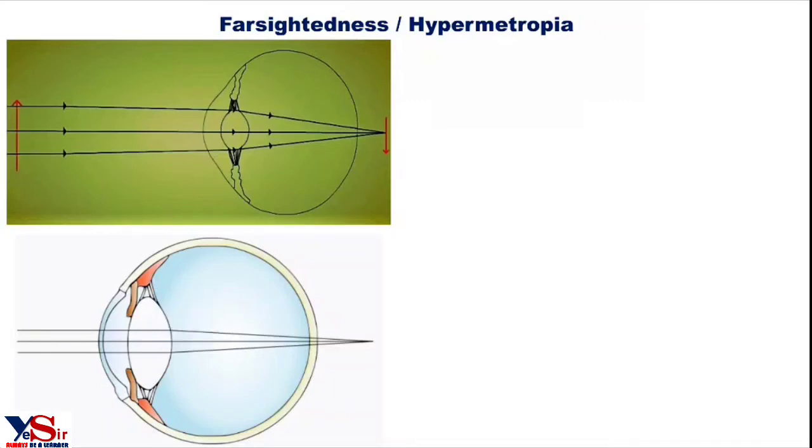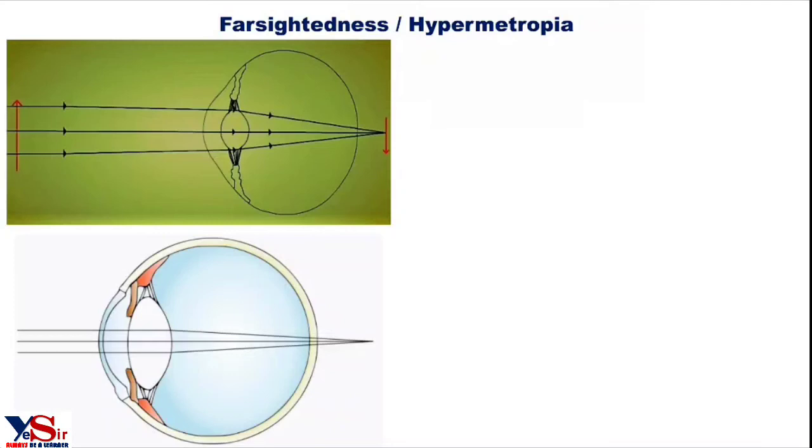Second reason, due to the flattening of the eyeball, the distance between the lens and retina decreases. Now you have to see the image carefully. The eyeball has become too small compared to the normal eyeball.